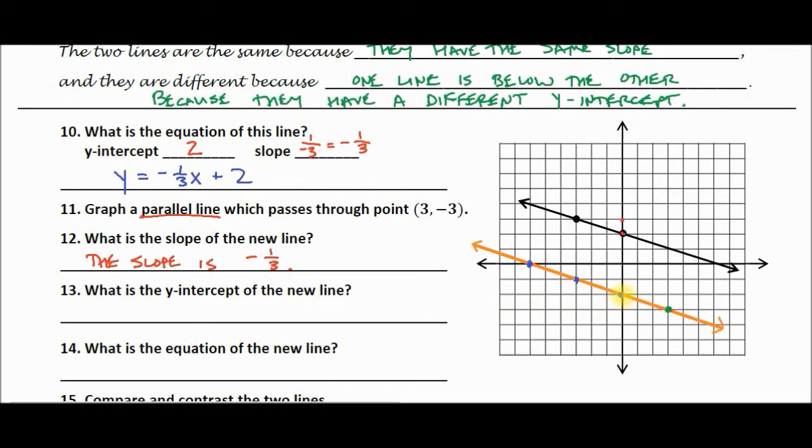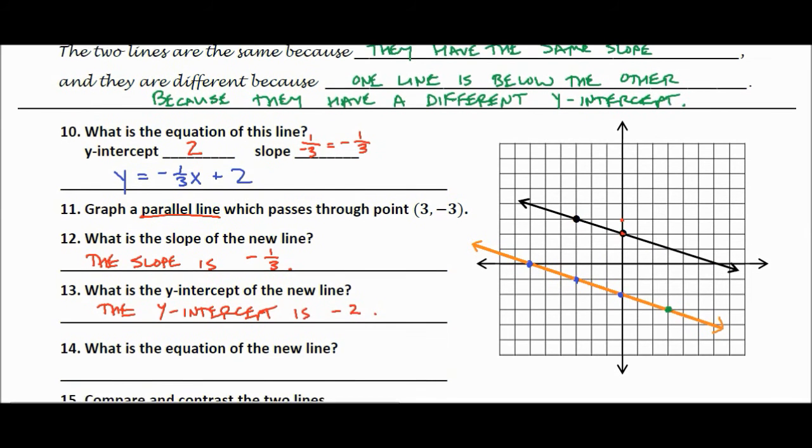What is the y-intercept of the new line? Well, let's take a look. We put a point right here. We're crossing the y-axis. It's at negative 2. From the origin, we go down 2. That means y is negative 2. So we can write the y-intercept is negative 2.